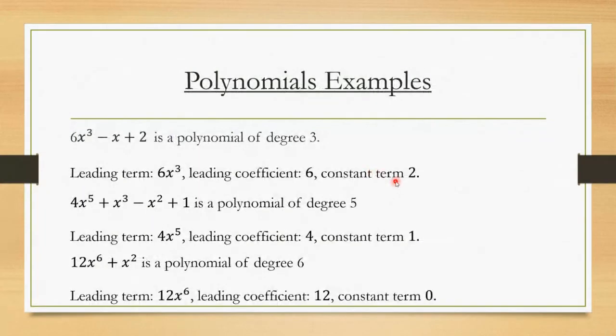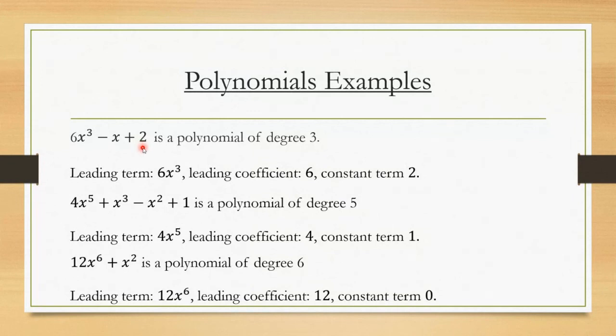Okay, let's look at some examples. Here's a polynomial. What's the degree of this thing? It's degree 3, that's the biggest exponent of x. This term is where that degree occurs, so this is our leading term. The leading coefficient is 6. The constant term is 2.